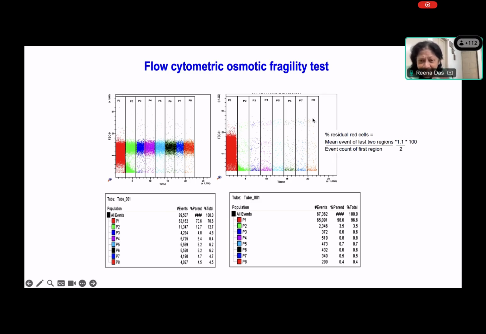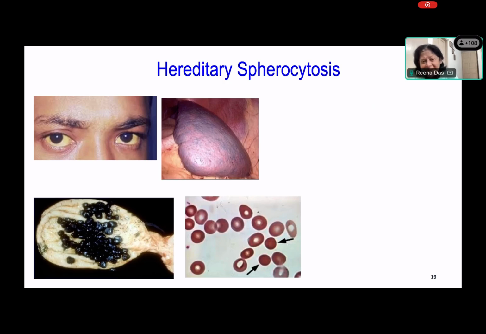You can see that the number of dots in a patient with hemolytic anemia is really reduced compared with the normal. Here, the number of RBCs that can sustain the osmotic shock is much higher in a normal, compared to a case of hemolytic anemia. So this is a good, simple test which can be done if you have a flow cytometer available. So basically, we are talking about hereditary spherocytosis, and these are the clinical pictures.